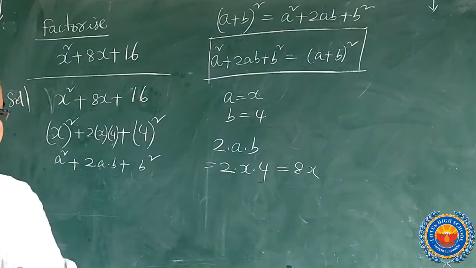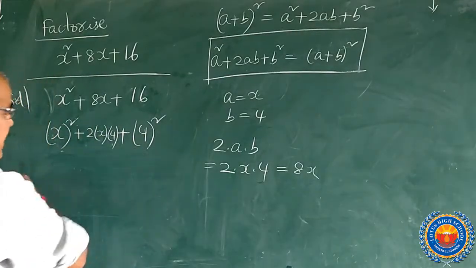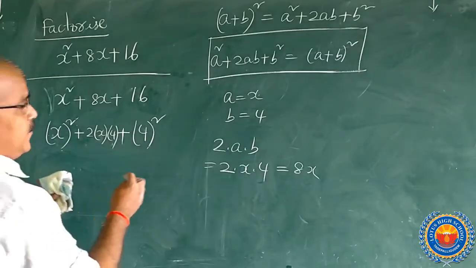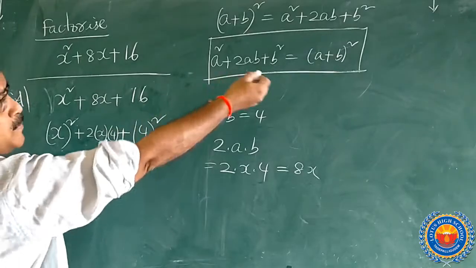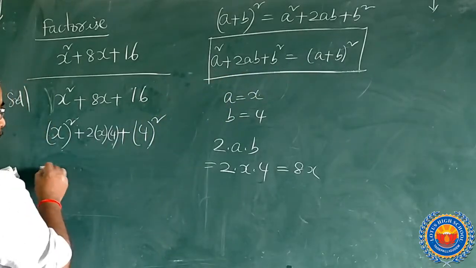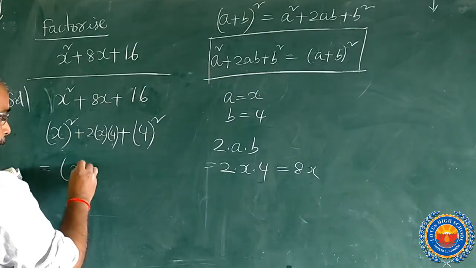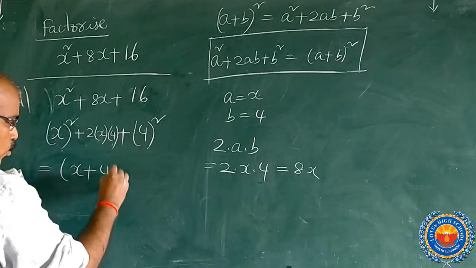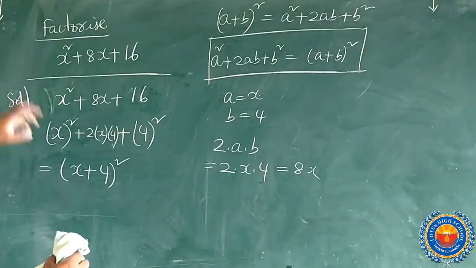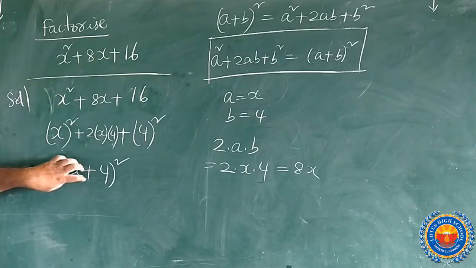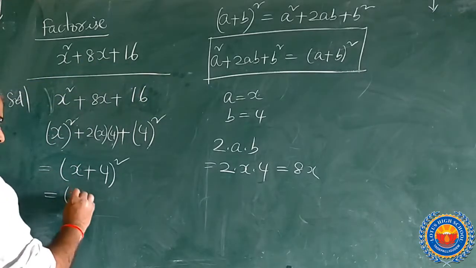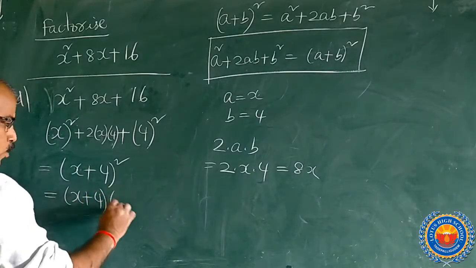Therefore, what is the answer for A square plus 2AB plus B square? A square plus 2AB plus B square is equal to A plus B whole square. That's why here it is x plus 4 whole square. This is the answer. So x square plus 8x plus 16 is nothing but x plus 4 whole square. If you want, you can write it in product form: x plus 4 into x plus 4.